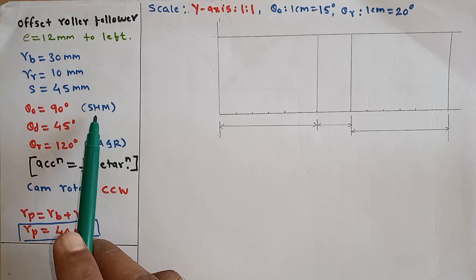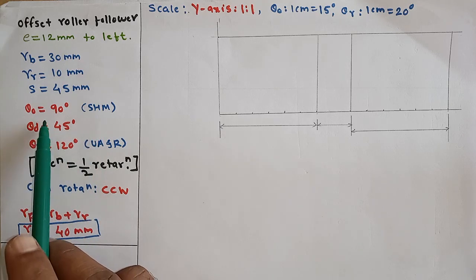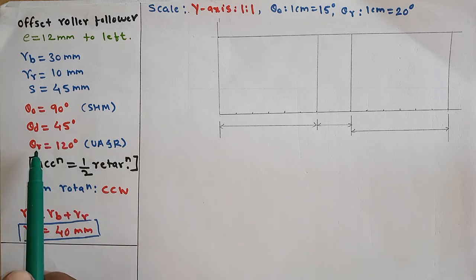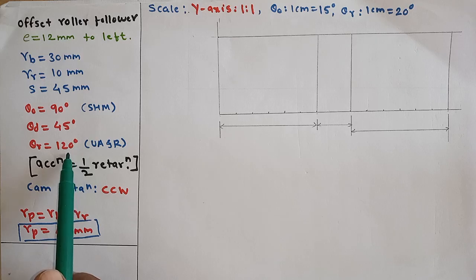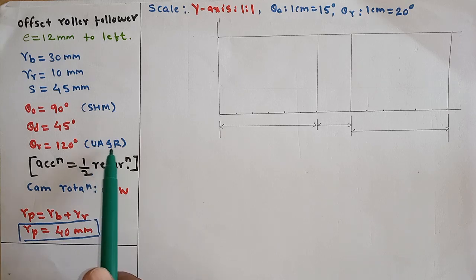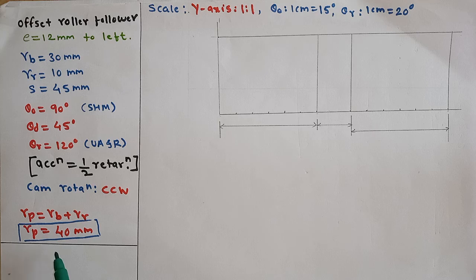And the motion of the follower during outstroke is simple harmonic motion. Outstroke is followed by dwell period of 45 degrees, which is in turn followed by return stroke, during which the cam rotates through 120 degrees and the follower moves with uniform acceleration and retardation under the condition that acceleration is half of the retardation. Cam rotates counterclockwise. So the first step is to draw the displacement diagram.